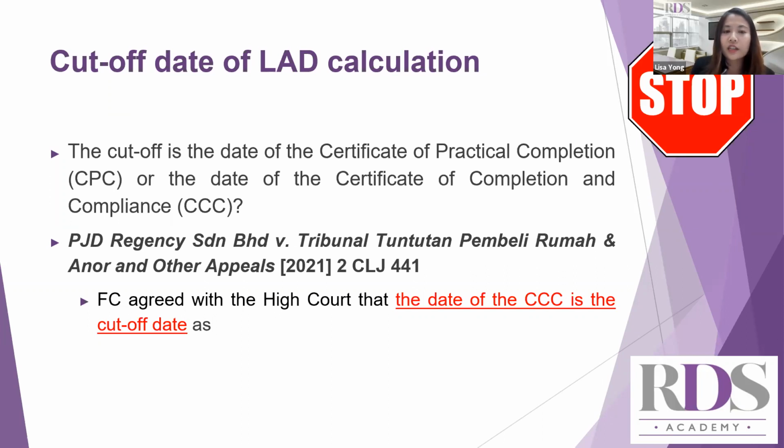The developer's architect issues the CPC to the main contractor to confirm that the work undertaken by the latter has been completed to the satisfaction of the developer's architect, whereas the CCC is issued to certify that the property, together with the common facilities, have been constructed and completed in conformity with the approved plans and the relevant laws. Hence, the court held that for purposes of ascertaining the date of the completion of the common facilities, the relevant date is the date of issuance of the CCC.